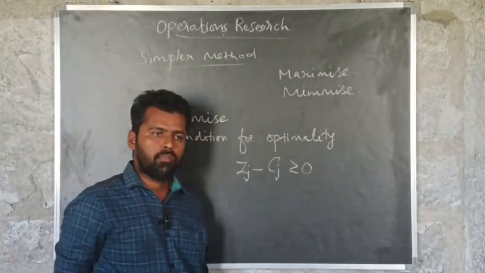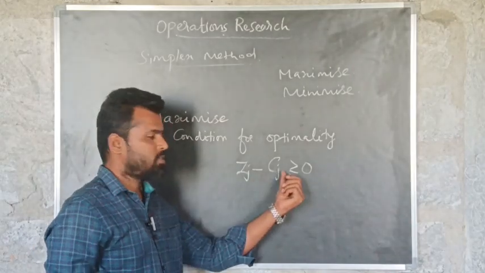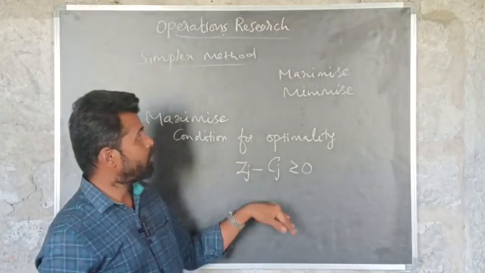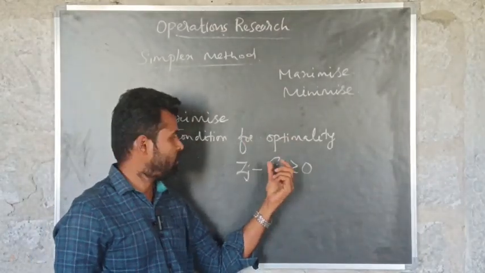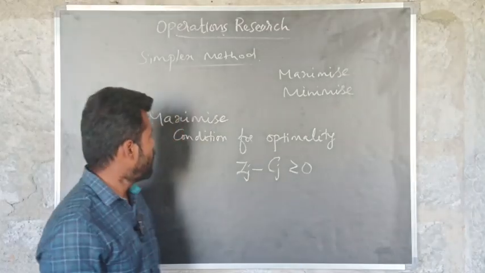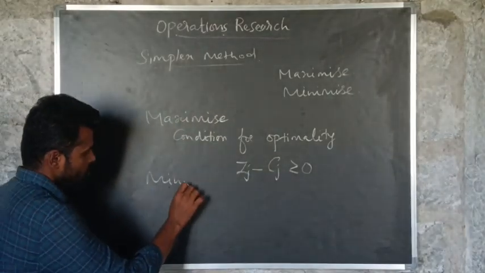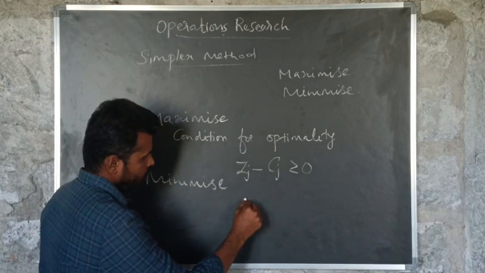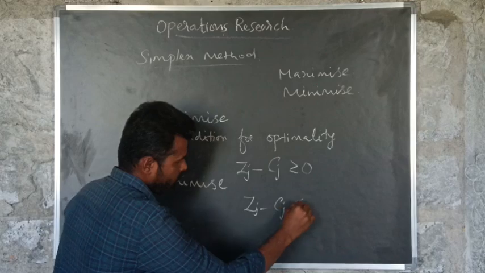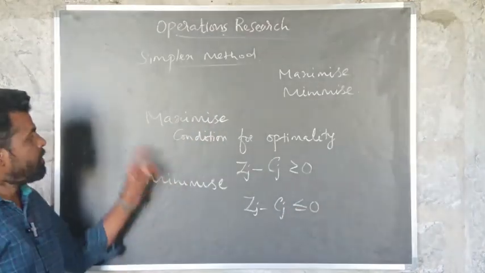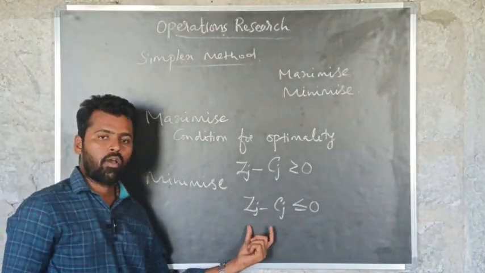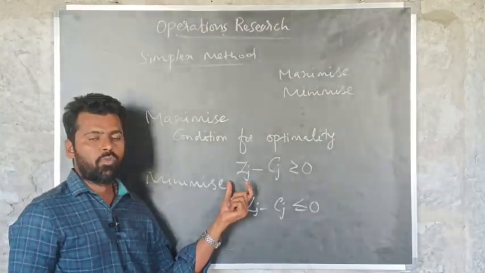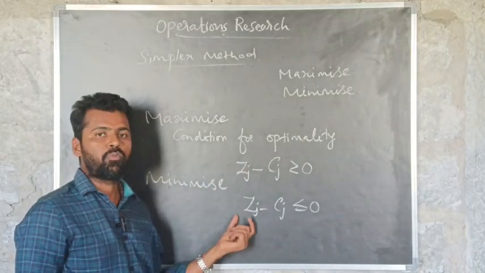In some books they will follow Cj minus Zj less than or equal to 0. But I just want to make sure that for maximization it should be greater than or equal to 0. That's why I am using this way of calculation. In minimization, the condition for optimality is Zj minus Cj less than or equal to 0. To align with our objective functions, I am creating this optimality as per the objective function. For these two conditions, we are going to test in the iteration process.